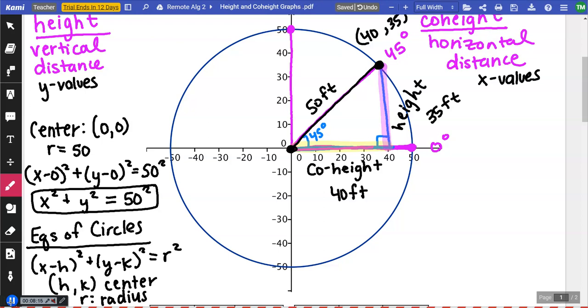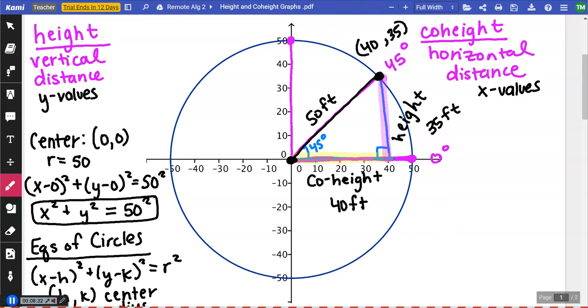And I just wanted to review equations of circles in general, because for your build-a-Ferris-wheel assignment for tomorrow, you're going to have to write the equation of the circle that represents your Ferris wheel. And so that information is going to come in handy for that.